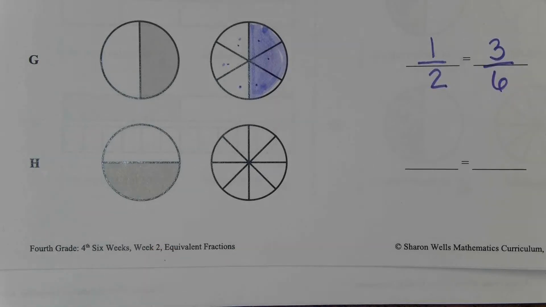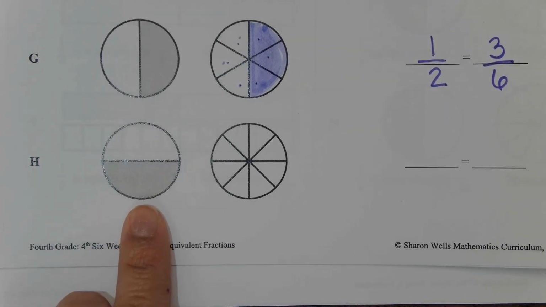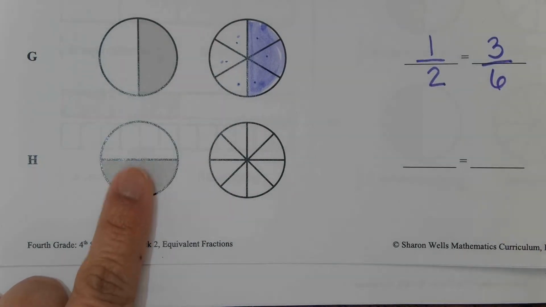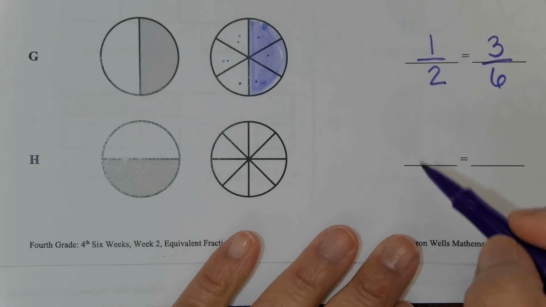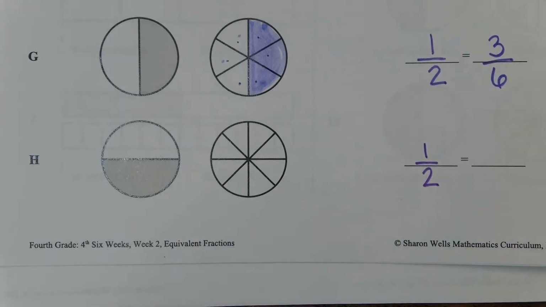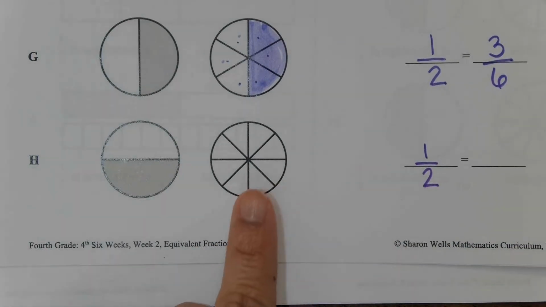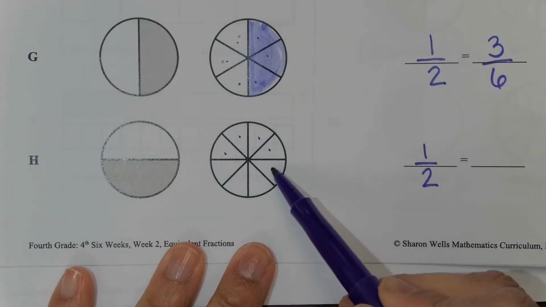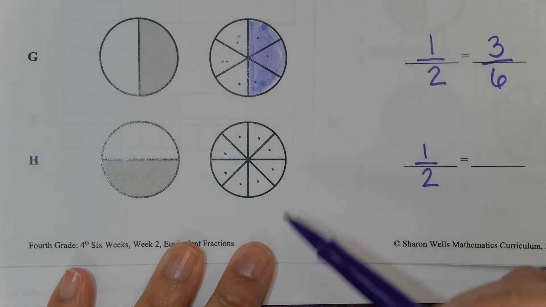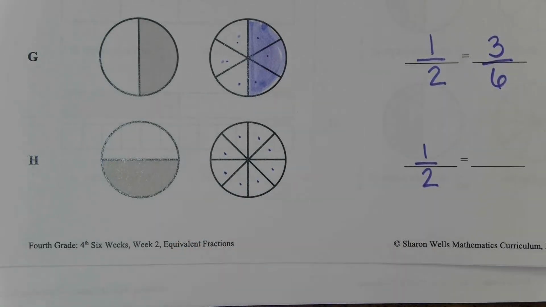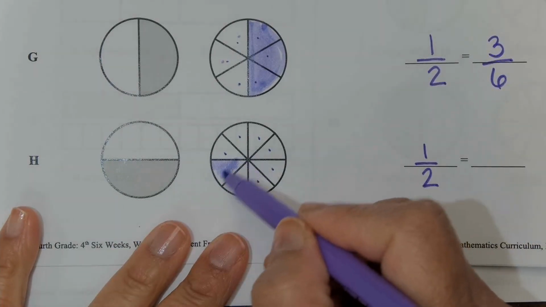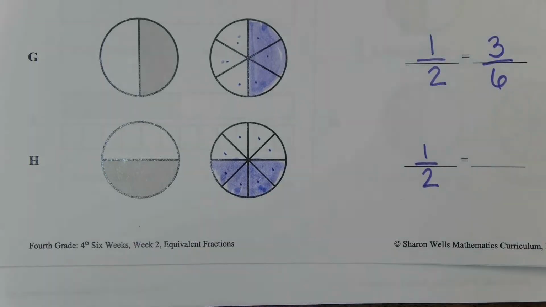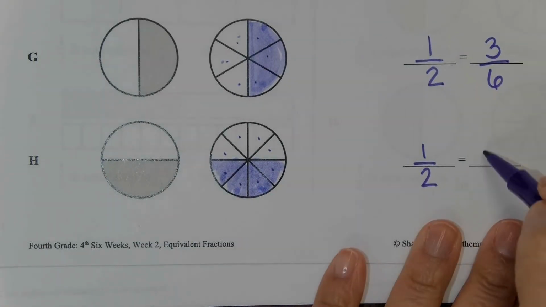What fraction is shaded on the left circle? 1 out of 2. You still have 1 shaded part out of 2 equal parts. How many equal parts does this circle have? 1, 2, 3, 4, 5, 6, 7, 8 equal parts. How many parts have to be shaded to equal half? 1, 2, 3, 4. 4 out of 8.